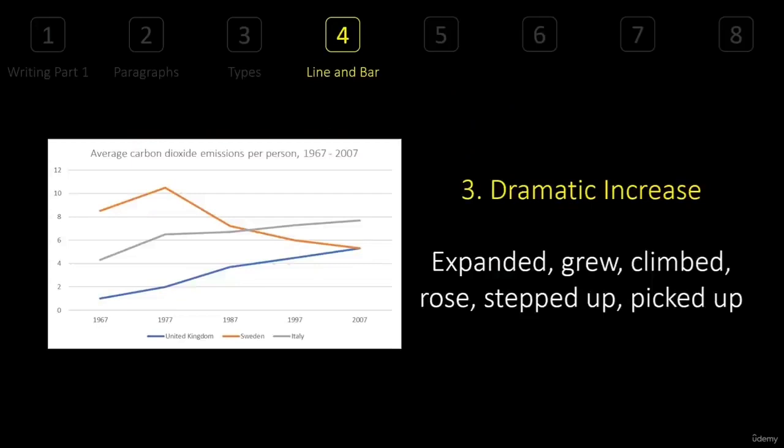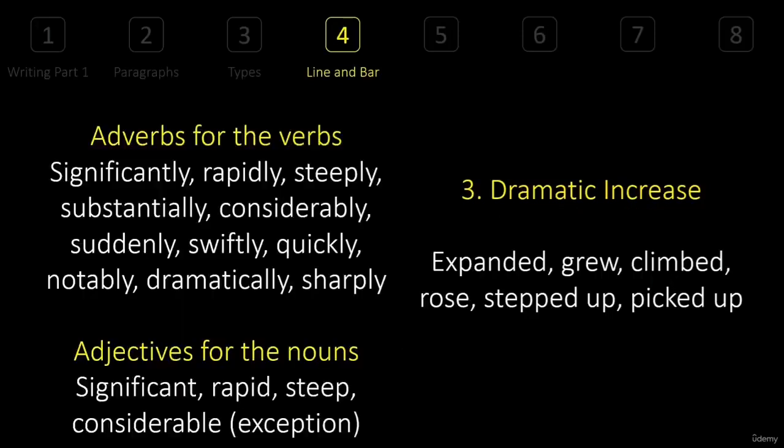Now, the third one is dramatic increase. If there's a dramatic increase, there's a sudden increase. You see that there's a dramatic increase here. And you could see a dramatic increase, almost dramatic, but it is a big increase, right? There's a huge, it grew exponentially. So in order to explain this, we can also have adverbs, but different ones.